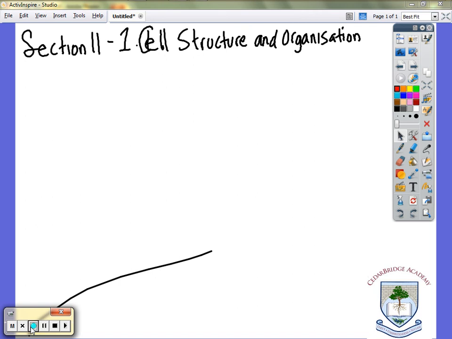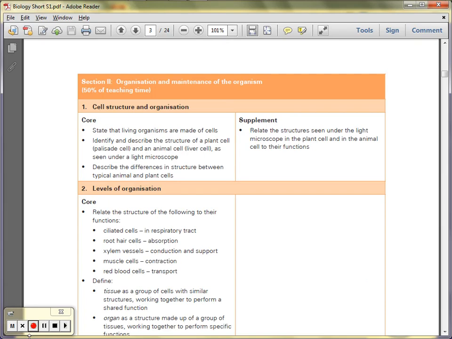Okay, so biology section. Biology section 2, unit 1, cell structure and organization. So, as we always do, we go to the syllabus.